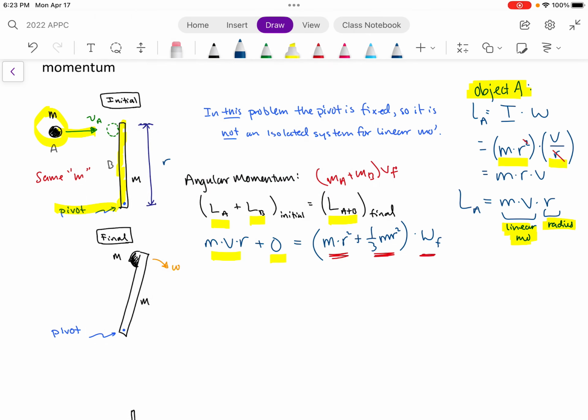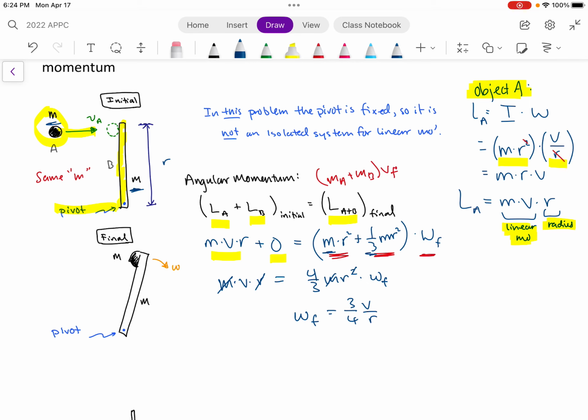And when we go ahead and set that up, as long as the masses are the same for both objects, which I set up here in this picture, we can get to a solution. We can solve it. I'd have m times v times r equals, let's see, that's m and a 1/3 m, r squared, so that'd be 4/3 mr squared times the final omega. I would cancel out an m, one of the r's cancels out, and I can solve for omega as, let's see, 3/4 v over r.